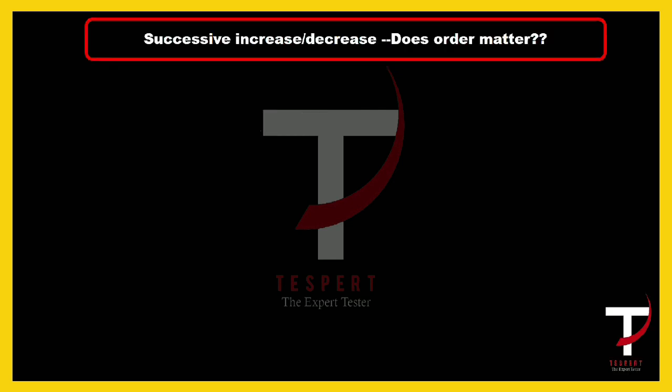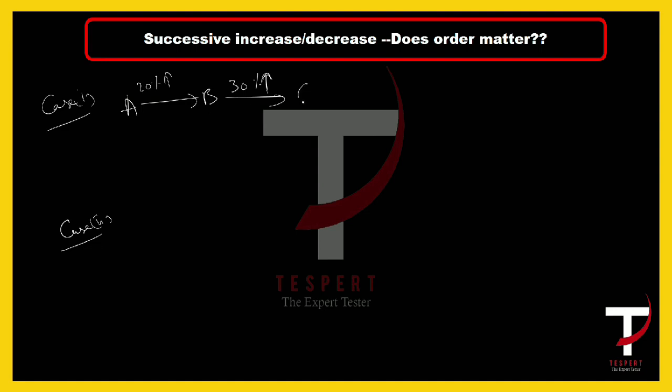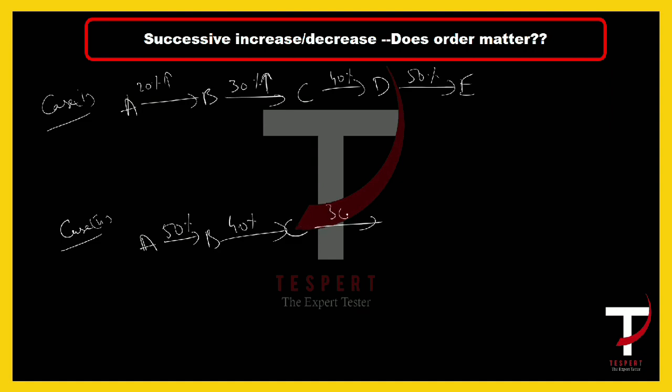Let's move on to the next slide. Successive increase or decrease, does order matter? We consider two cases in order to understand this. Case one: A is increased by 20% and it became B, B is increased by 30% to C, C increased to D by 40%, and D increased by 50% and became E. Assume the percentage is increasing every time. Whereas in case two, A increased by 50% to B, B increased by 40% and became C, C increased by 30% and became D, and D increased by 20% and became E dash.